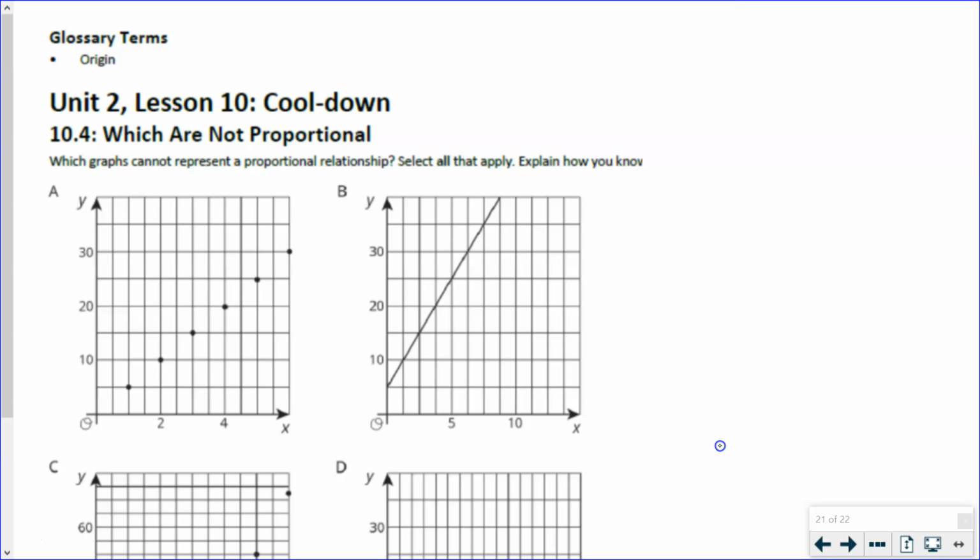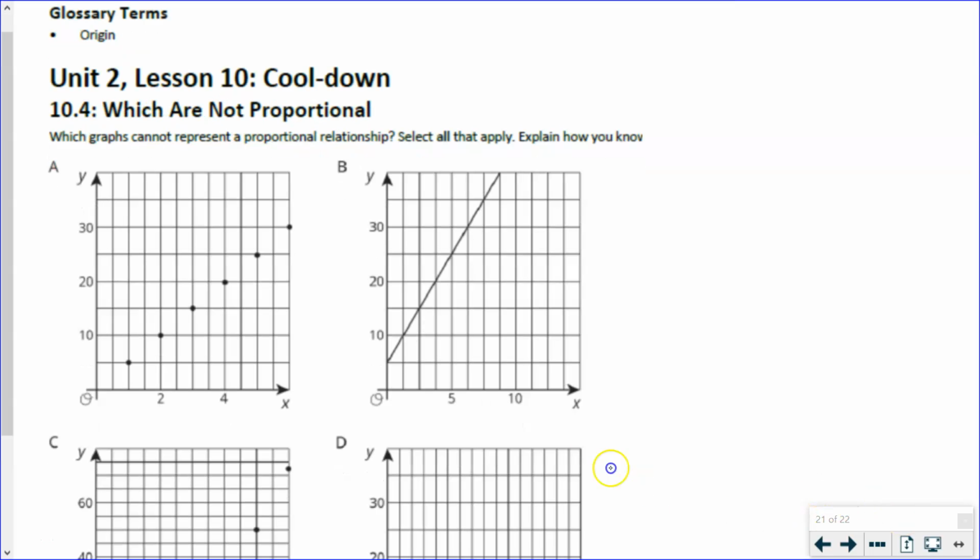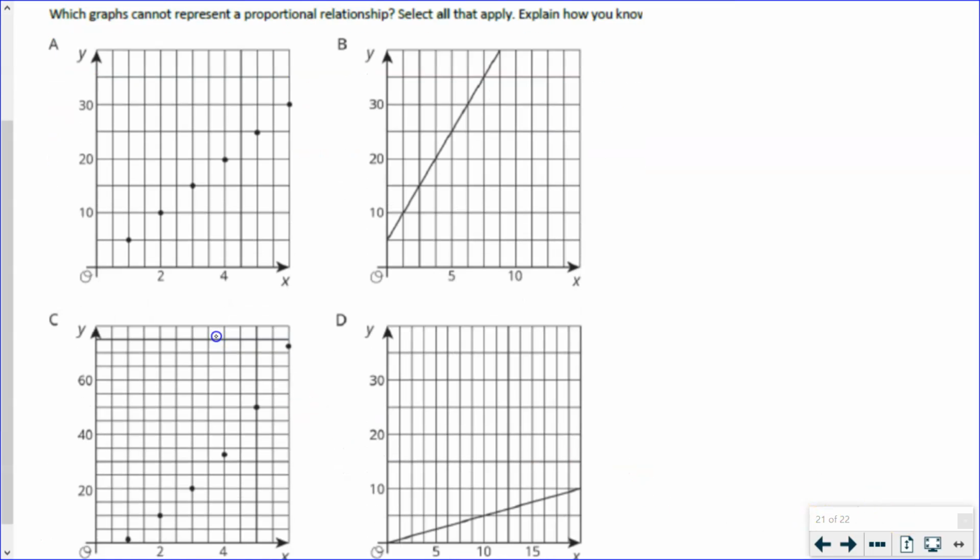It is now time for your cool down. Some of these graphs are proportional relationships, and some of them are not. We no longer have a table to look at, but you can tell just by looking at the graph whether it's proportional or not. Please read the directions carefully. Which graphs cannot represent a proportional relationship? Work with your groups. You have 60 seconds. Ready, set, go.